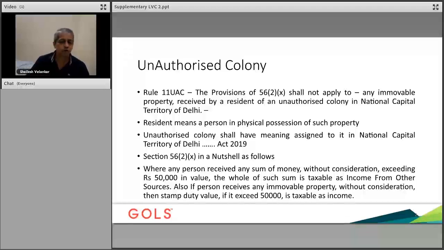Okay, so this was all about unauthorized colonies. This was all about Section 56(2)(10). In a nutshell, Section 56(2)(10) does not apply to unauthorized colonies.